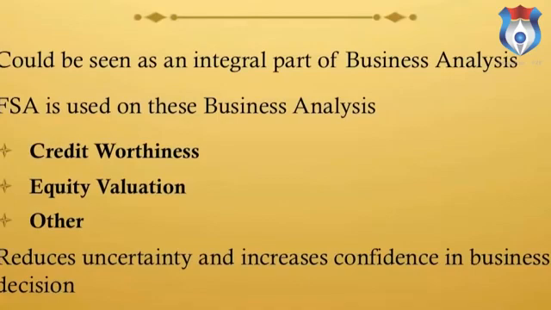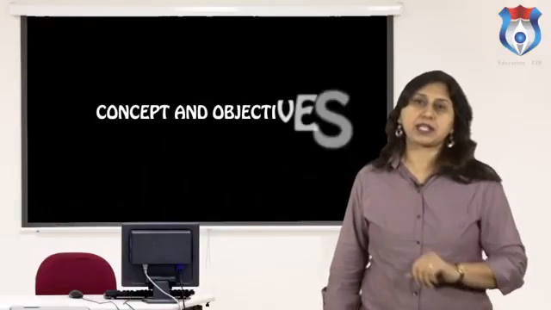Some people say it's a credit worthiness analysis. When a bank does business analysis of a company, that's called credit worthiness. When another company wants to invest in other companies' shares, it is called equity valuation. But what is similar in these two business analyses is that both of them use financial statements as their main source. Why do they choose to use financial statements? It is because financial statements reduce uncertainty and increase confidence.